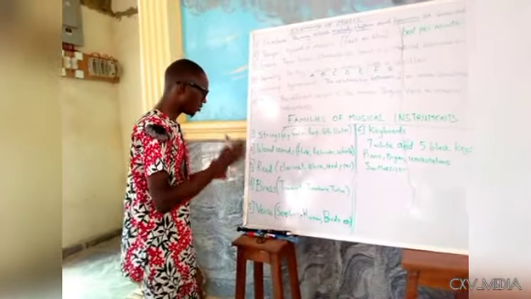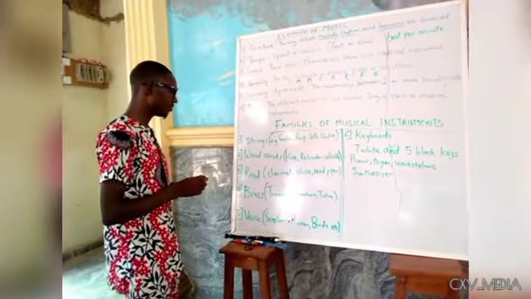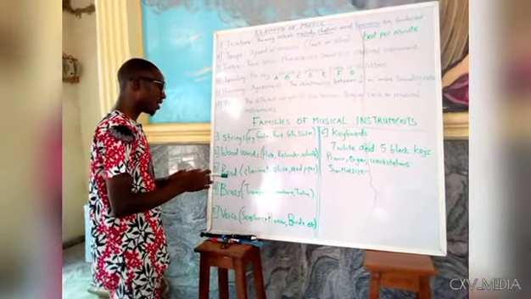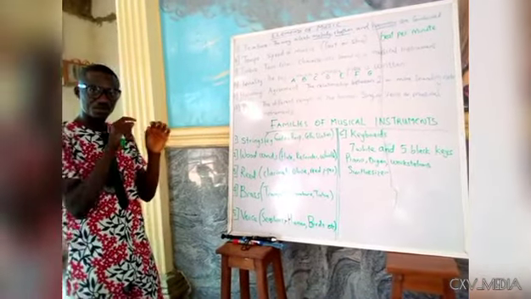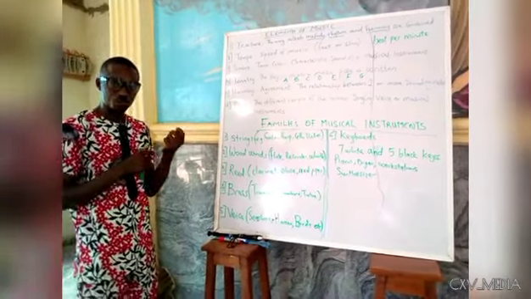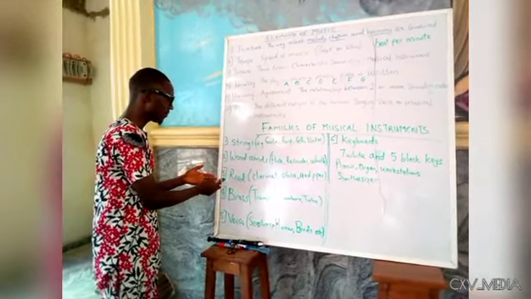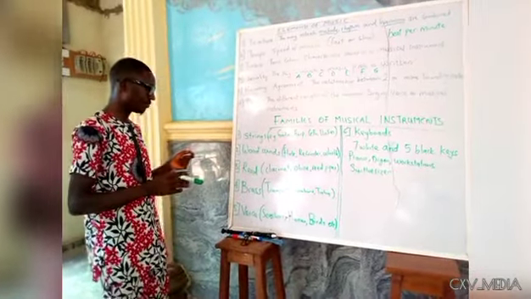Vibration of air in the musical instruments. Now, for example, the saxophone needs a reed to be positioned at the mouthpiece for it to produce its sound. So one thing peculiar about reed instruments is that they possess reeds.